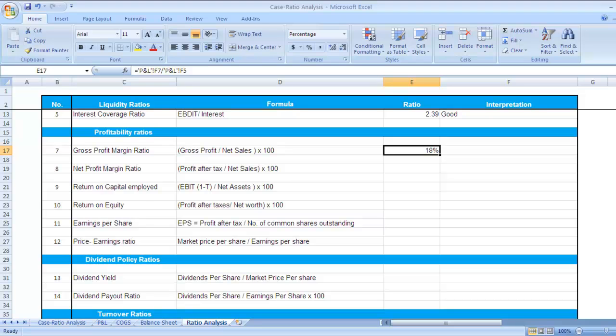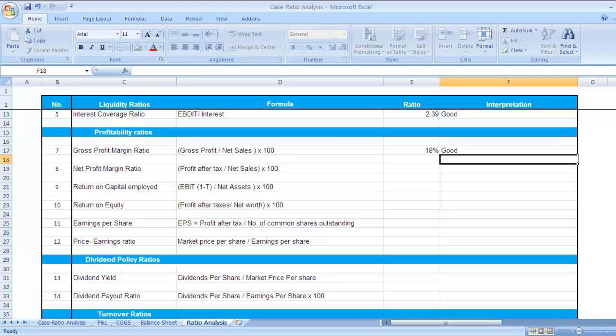This gross profit margin reflects the efficiency with which management produces each unit of product. This ratio indicates the average spread between the cost of goods sold and the sales revenue. I would say 18% is good, but you need to see this in comparison with other companies or other players in the same industry. I would say good here.